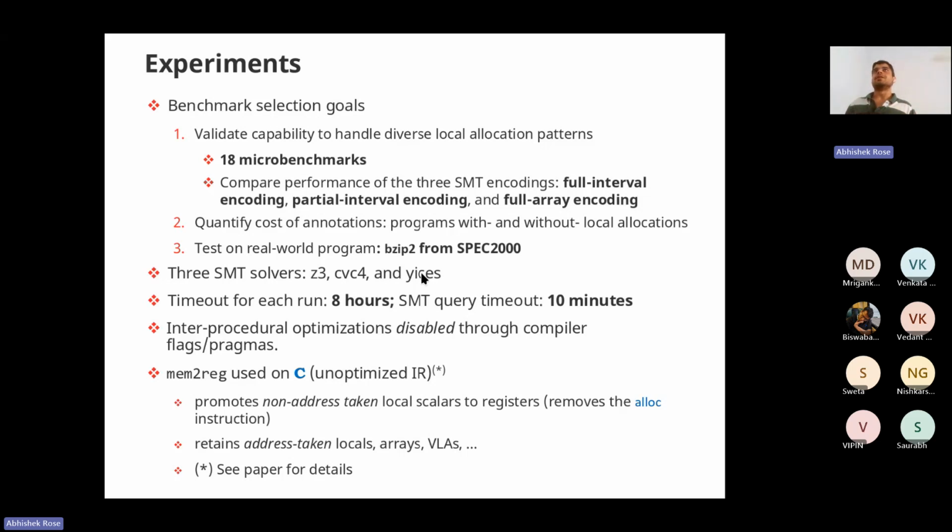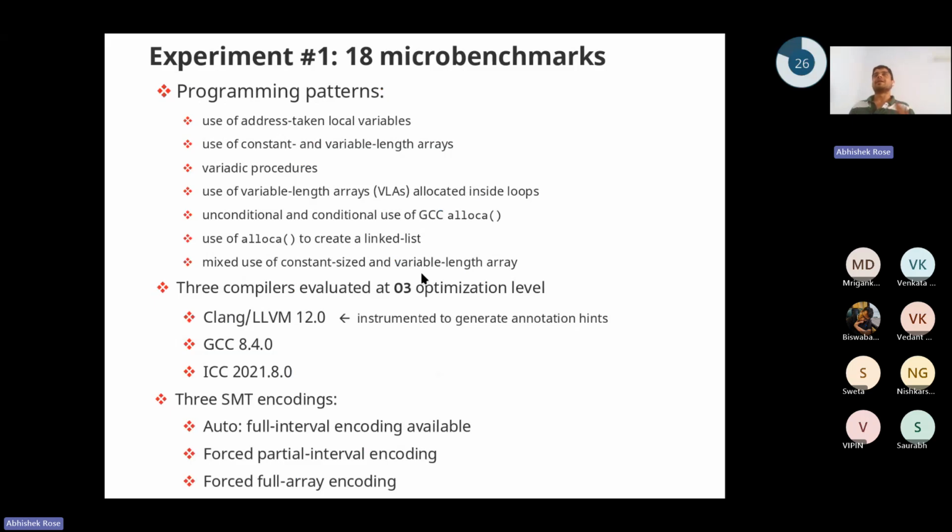In our experiments, we are essentially validating these capabilities. We want to validate our capability to handle diverse local patterns. We want to compare and evaluate the performance cost of our encodings, and quantify the cost of performing annotations, and we want to test our system on a real world program. The programming patterns as part of the first evaluation involve almost all the constructs that the C language supports.